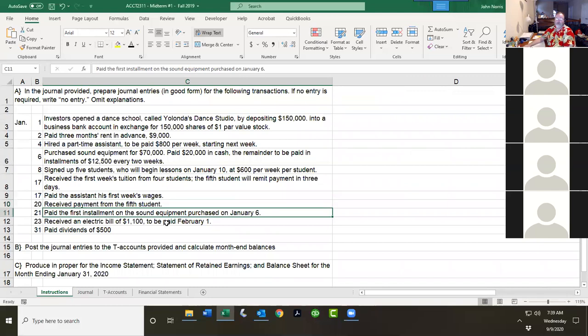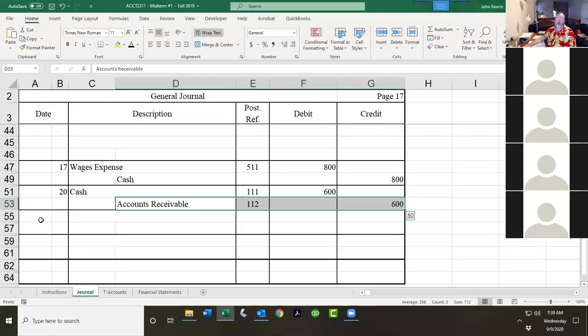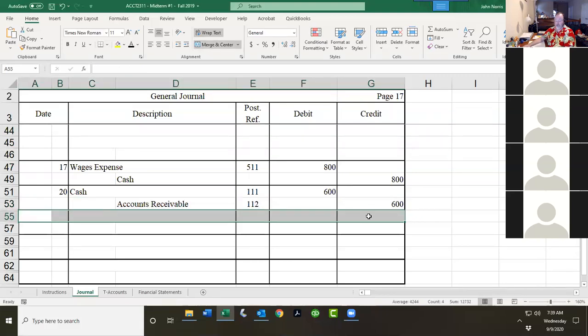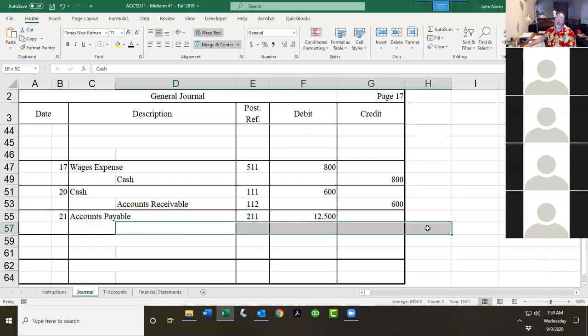Paid the first installment on the sound equipment. So we said up here in the original transaction that the sound equipment was going to be repaid every 2 weeks in installments of $12,500. So we're going to reduce accounts payable by the $12,500, and cash is our credit.